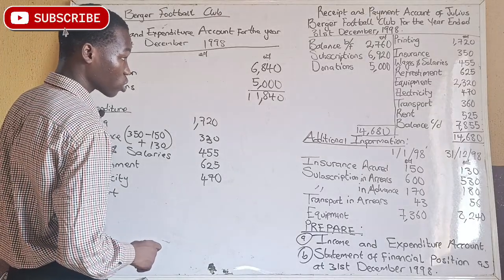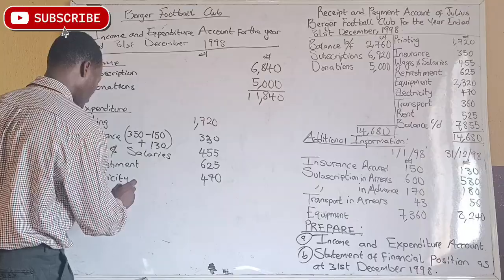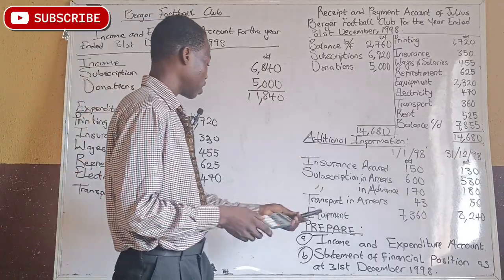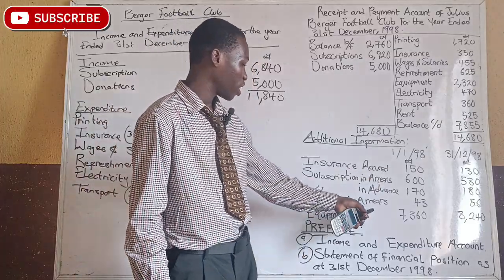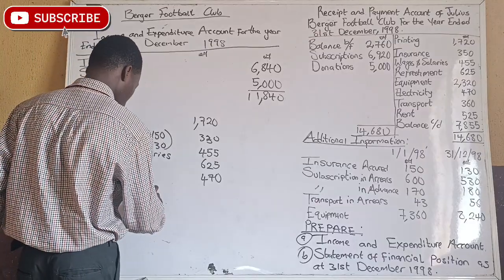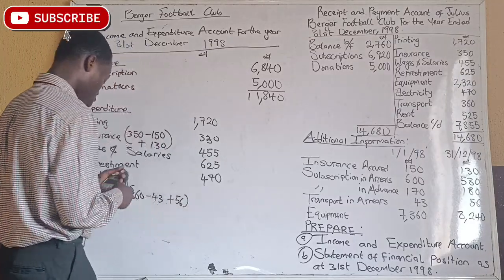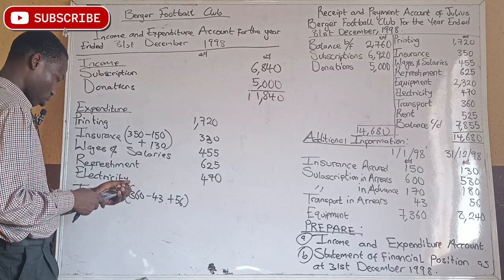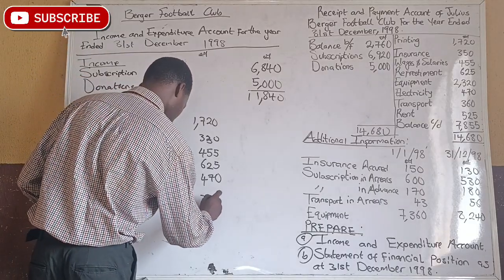For the transport, there's additional information, and let's compute that. We have the cash to be 360. Then this transport in arrears is the same as insurance accrued. At the beginning, we are going to subtract because it's not for that year, it's for the previous year, and at the end you are going to add. So they are the same. Just use the same logic to answer it. 360 minus 43 plus 56, 373.